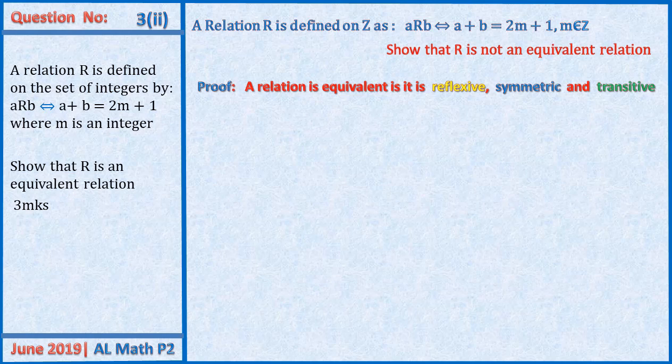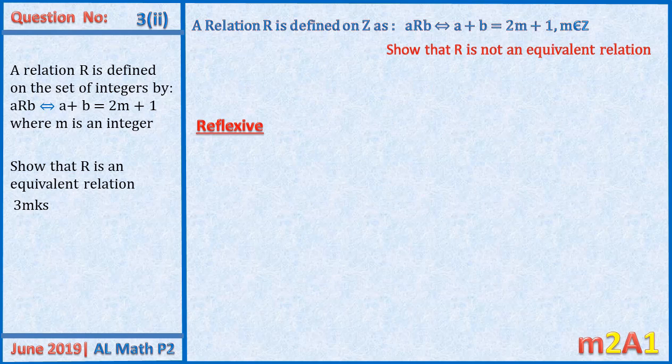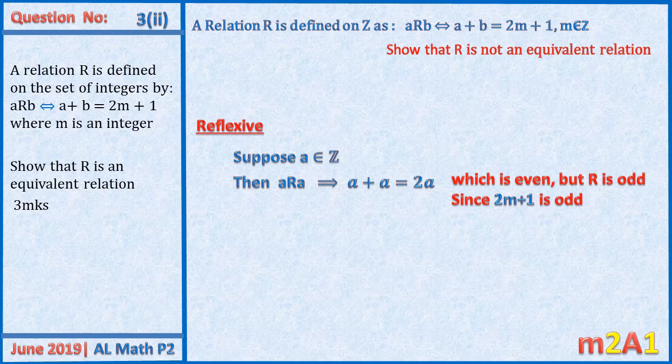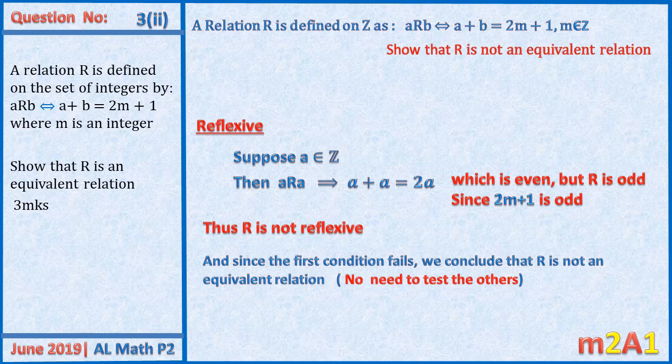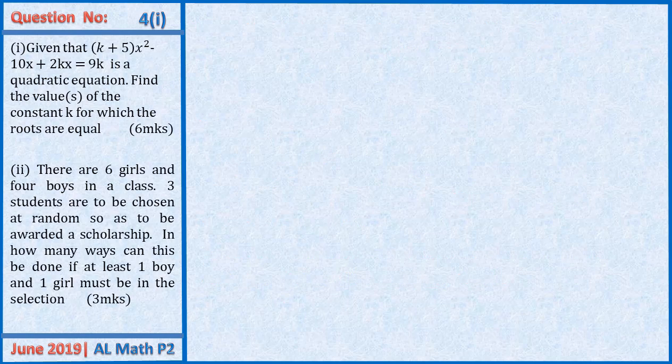Let us start with the first one, reflexivity. Suppose a is an element of Z, then we have a relates to a implies a plus a equals 2a. And 2a in the set of integers is an even number. However, our relation here states that a plus b is an odd number. So it therefore means that from this first step, the relation R is not reflexive, and there is no need for us to waste our time looking at the other properties. We just have to conclude that it is not an equivalence relation since this first property has failed.